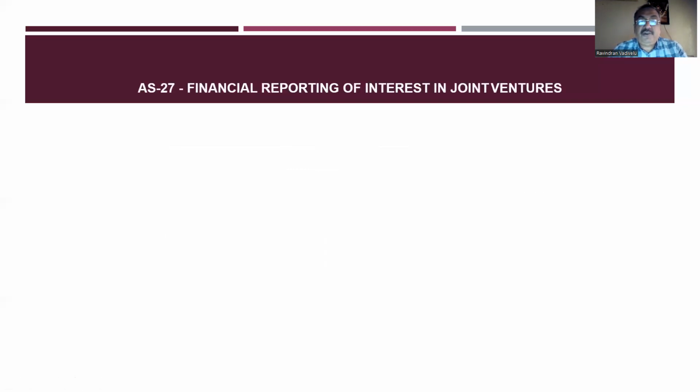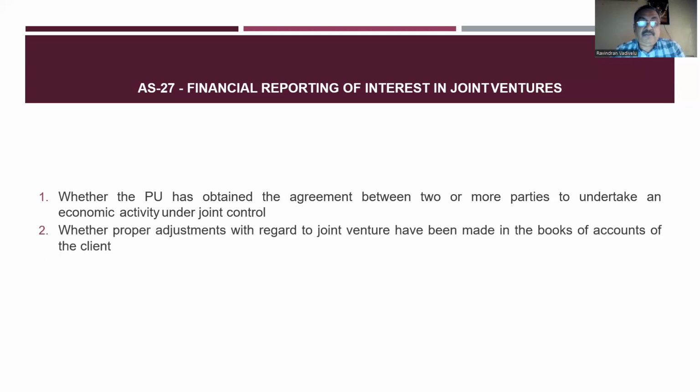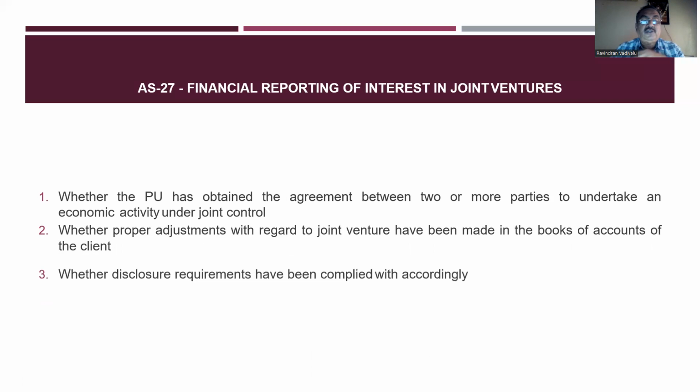Next one is financial reporting of interest in joint ventures. Now they are moving to the joint ventures. That is whether the practicing unit has obtained the agreement between two or more parties to undertake an economic activity under joint control. So any joint venture should be entered into, and the practicing unit has to see what the agreement is. You have to go through it, whether proper care has been taken to prepare the joint ventures, whether proper adjustments with regard to joint ventures have been made in the books of accounts of the client. Because the share that you are receiving from the joint venture also has to be recorded in the books of accounts properly.